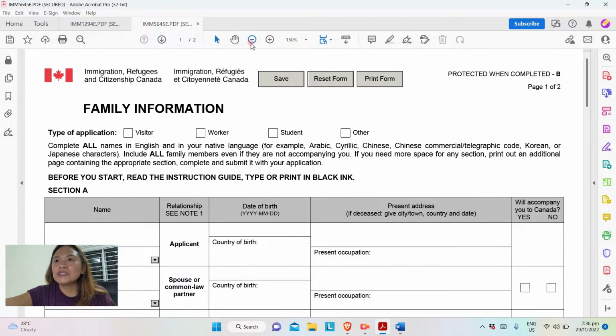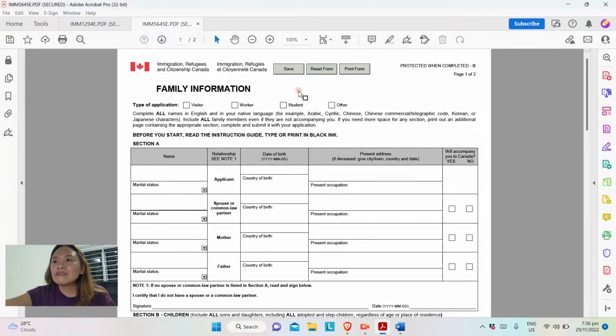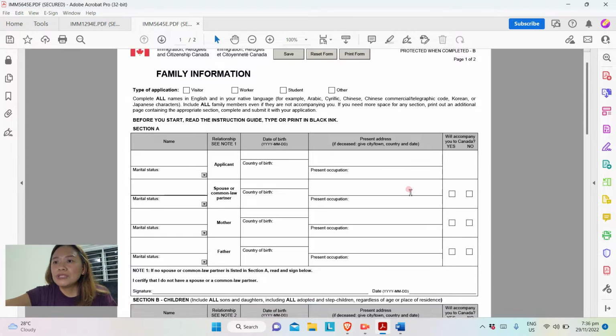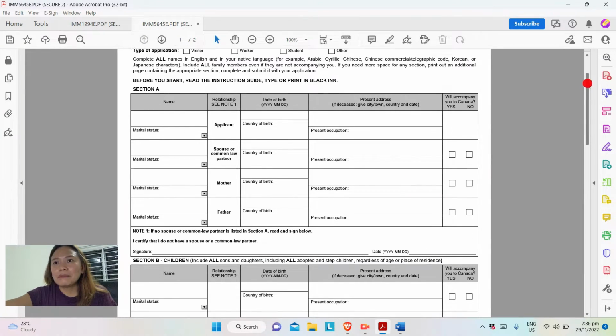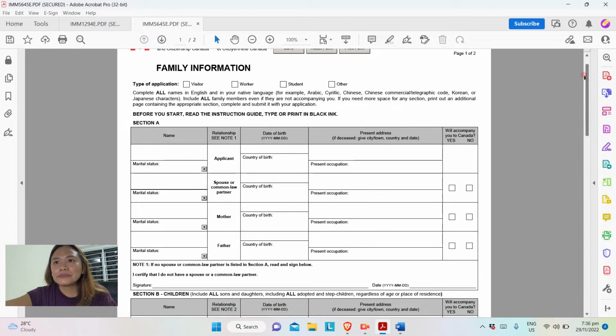Alright, so the family information form, from the name itself, you need to put the details of all your family members. In section A, by the way, you have to tick which one you are: a visitor, a worker, or a student. You are answering this as the student. Your spouse will also have this form, but for your spouse, he will be a worker. If you are answering this as the main applicant, then you click student.